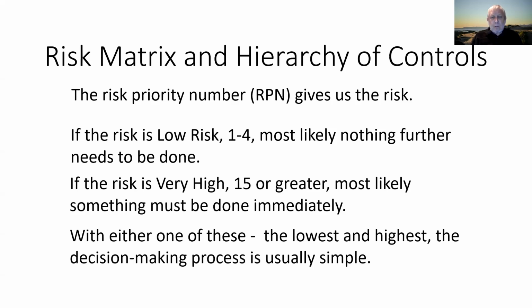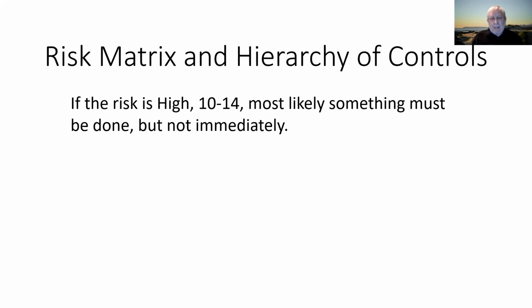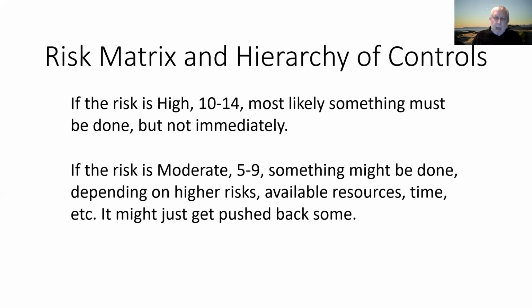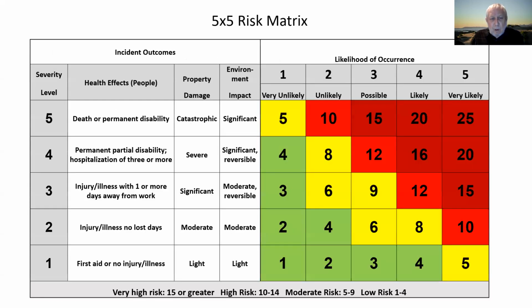Now, the other two, the decision-making process is not as simple. If the risk is high, 10 to 14, most likely something must be done, but not immediately, but you still need to get it done. And if it's moderate, 5 to 9, something might be done depending on higher risks, available resources, time, etc. It might just get pushed back some by the other, higher risks. That's going to be a judgment call.